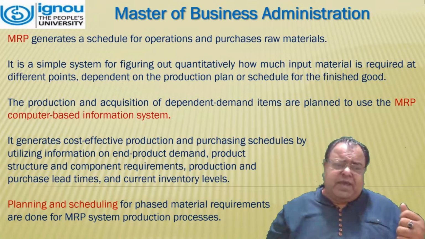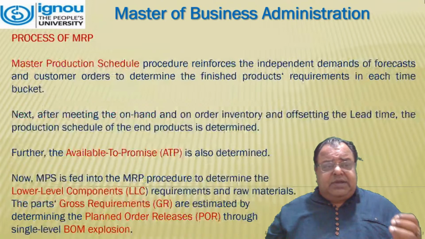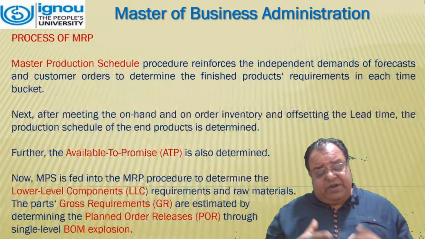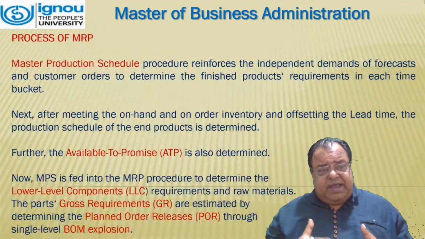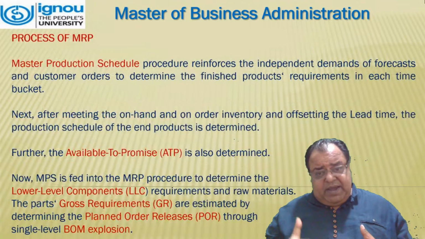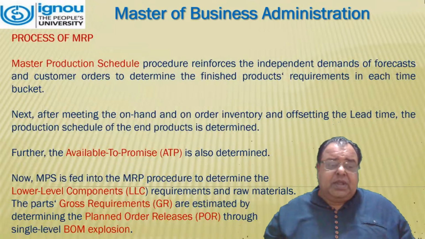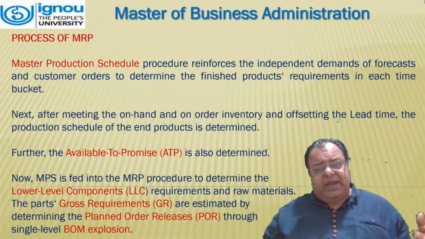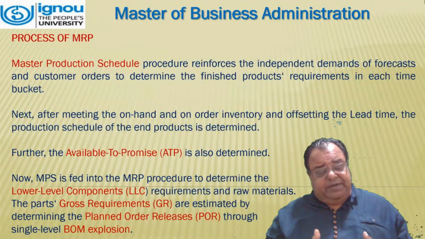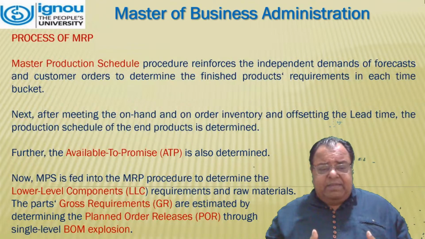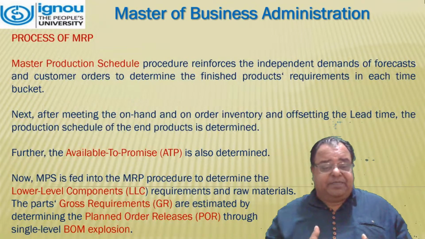What is the process of MRP? The master production schedule procedure reinforces the independent demands of forecasts and customer orders to determine the finished products requirement in each time bucket. Next, after meeting the on-hand and on-order inventory and offsetting the lead time, the production schedule of the end product is determined. Further, the available to promise, that is ATP, is also determined.